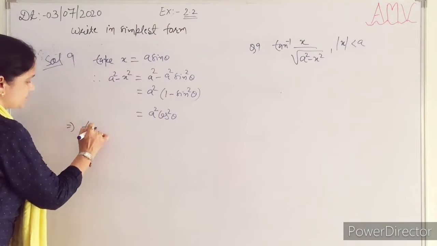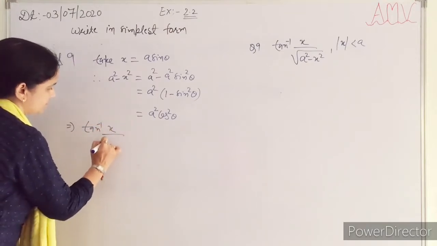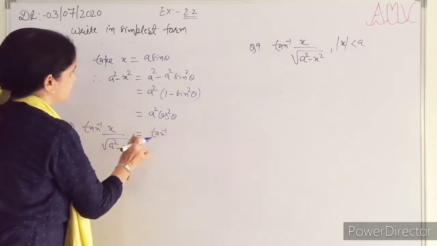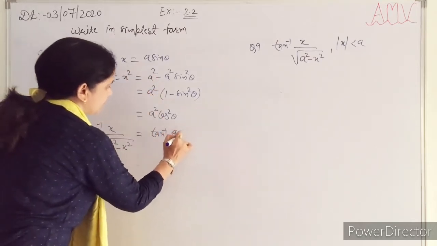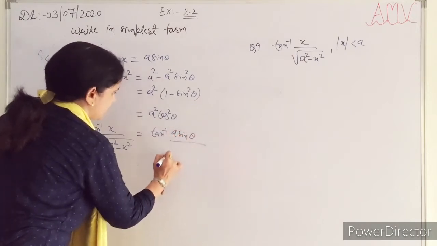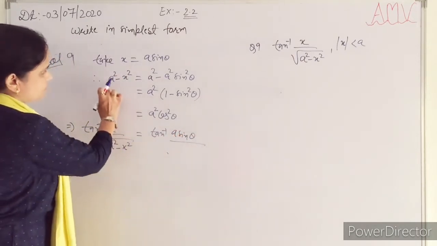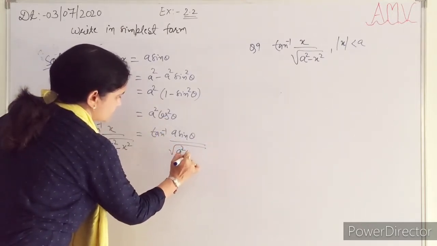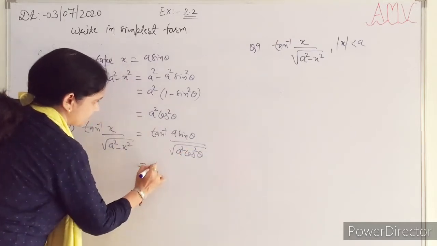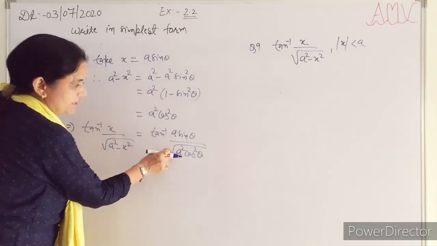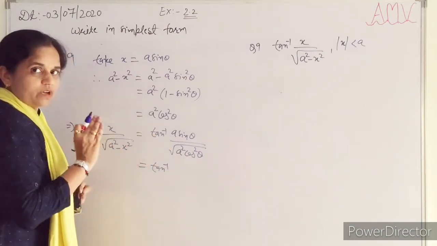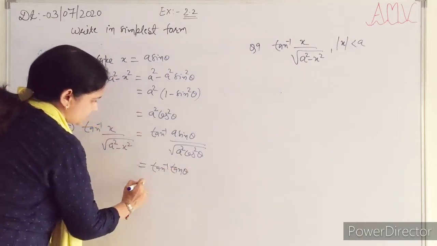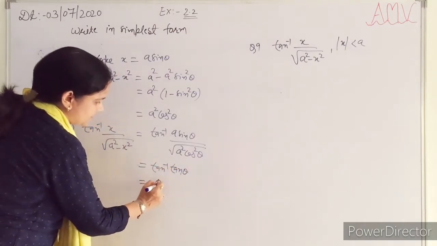So the given question converts into tan inverse, in place of x, a sin theta, upon under root a square minus x square, which is a square cos square theta. It is tan inverse, a will cancel, students, and under root cos square theta becomes cos theta. So sin by cos theta is tan theta. So tan inverse tan theta gives only theta.